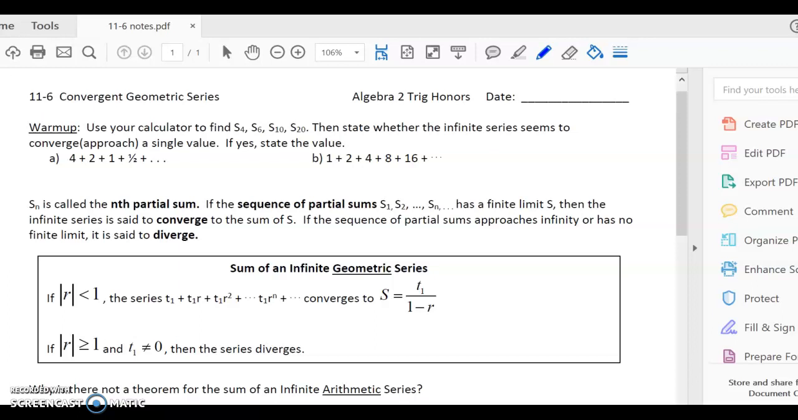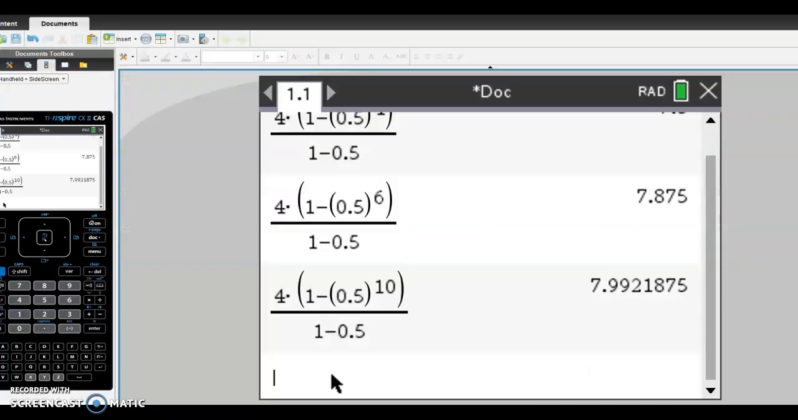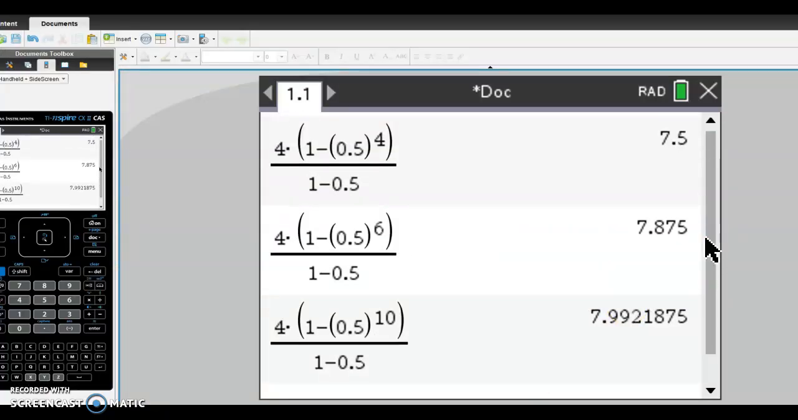So I want to jump over to a calculator page and remind you of a little tech tip that we talked about earlier in the year. I went ahead and pre-entered the formula for the nth partial sum of a geometric series, and you'll notice that we have T1, which is 4, and then we have R, which is 0.5 in warm-up A, and on the bottom you can see I did 1 minus 0.5, so I've got the first three results. So I have S4, S6, and S10.